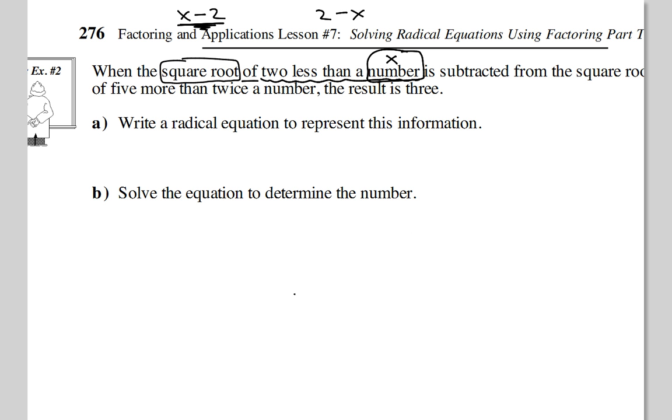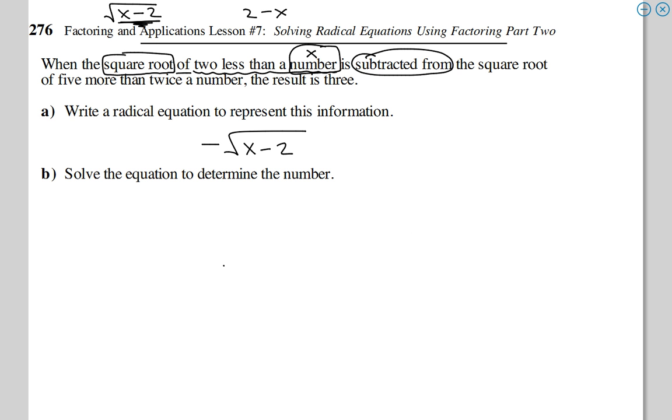Okay. So when this square root of x minus 2 is subtracted from something, we have to subtract root x minus 2 from something else. So what are we subtracting that from? 5 more than twice that number. So let's just write it normally, 2x plus 5. That's challenging. That's a lot of language.